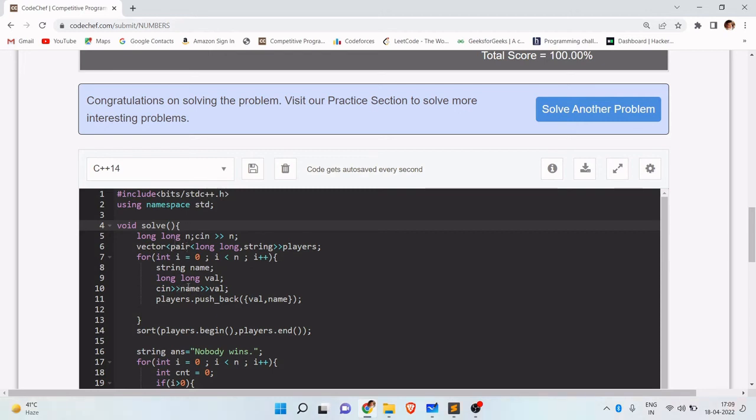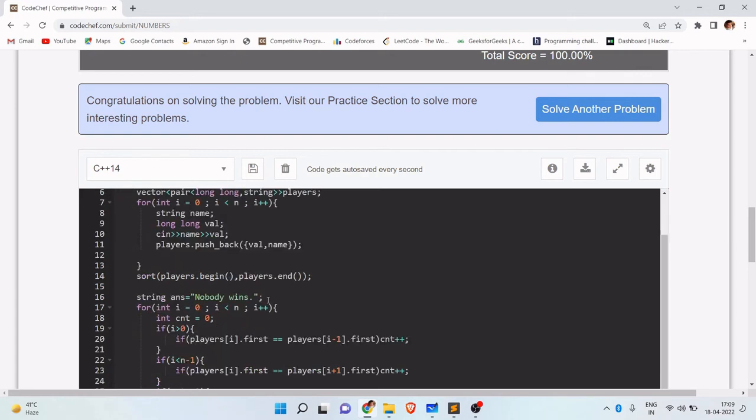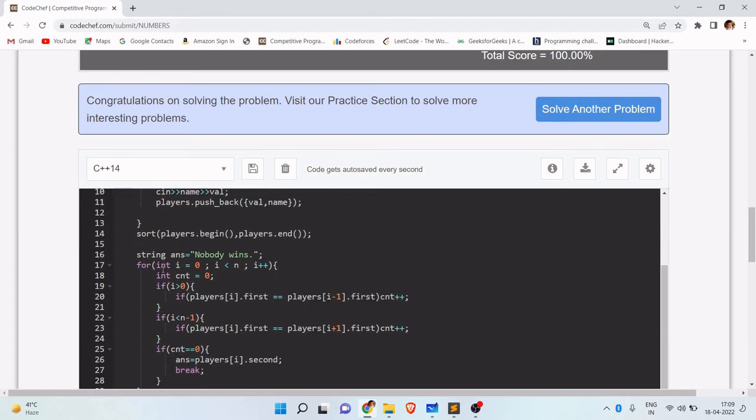Similarly, we have taken the input of the name of the player and the value spoken by him. Now we are storing the players in value comma name format as said. Now we are sorting the array. I told you, in order to get the smallest unique number, we need to first sort the array. So we are sorting here. Initially we are assuming that nobody wins, so we are taking an answer variable and storing the value nobody wins.